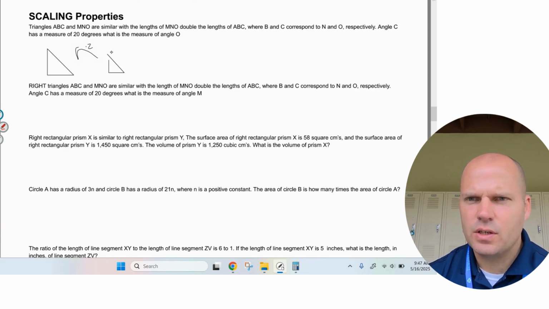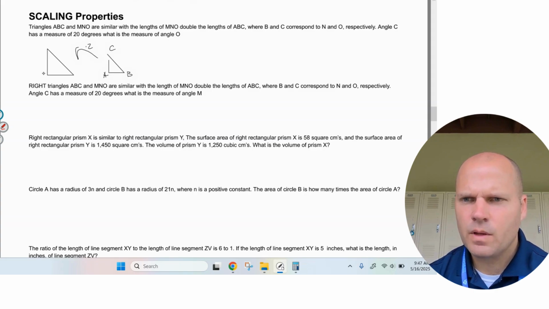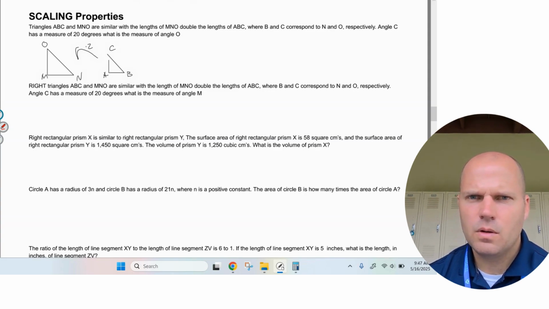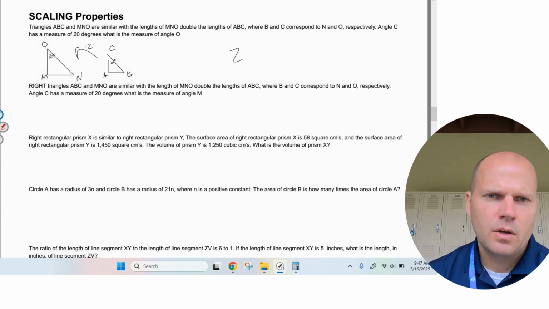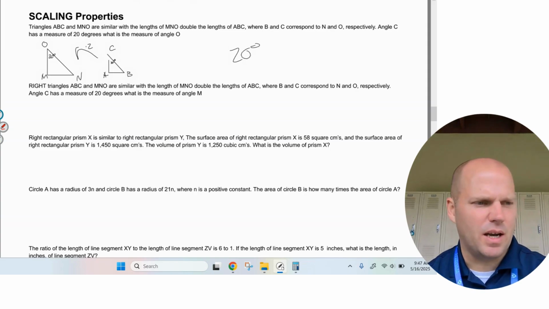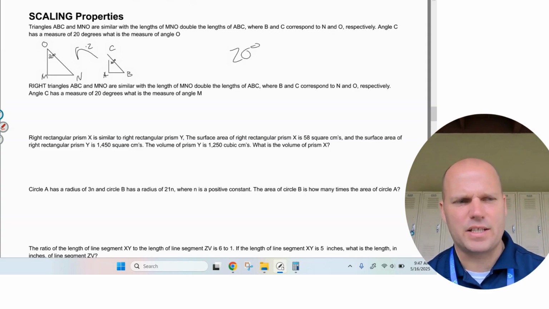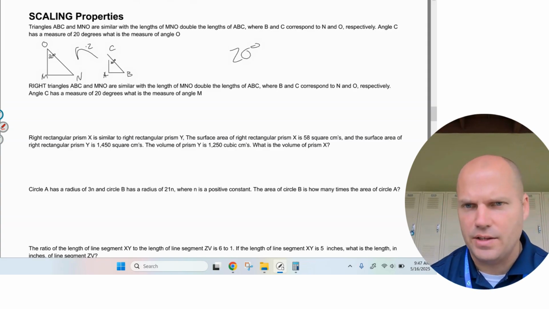So if this is A, B, C, this is M, N, O. Angle C is 20 degrees. O has got to be 20 degrees. They're similar, which means you're not going to double the lengths of the angles. You're going to double the lengths of the sides. Hope we understand that.